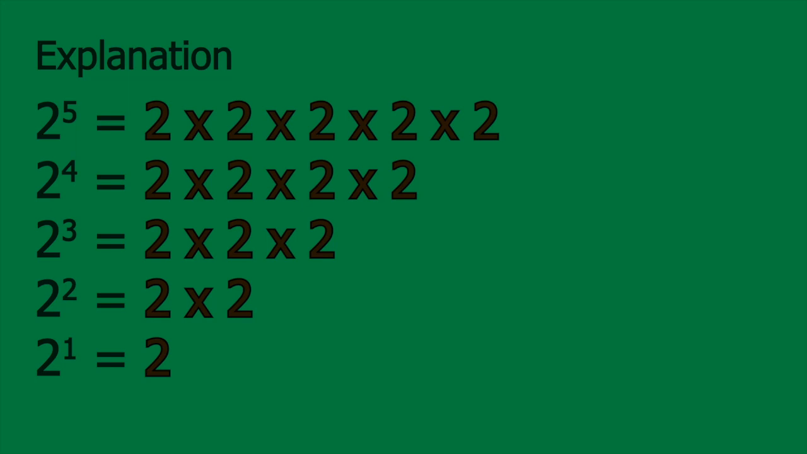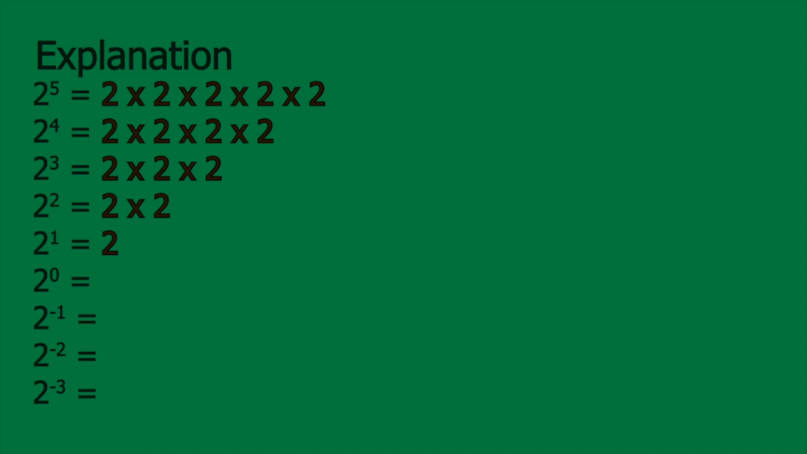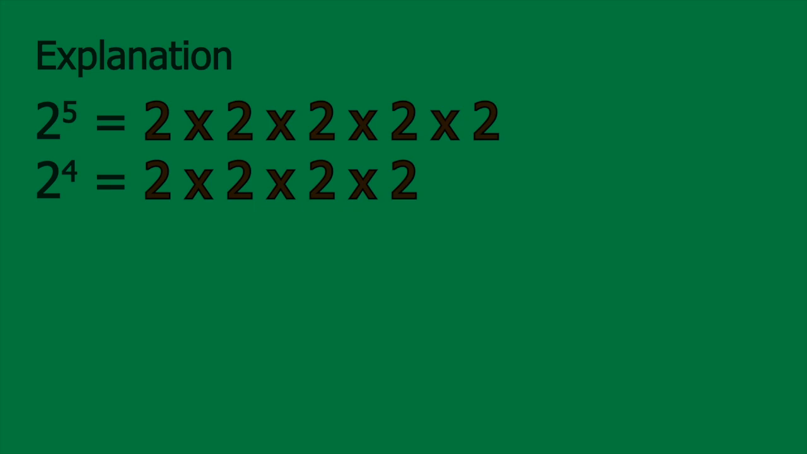Well, from there, we're actually going to list some more. We have 2 to the 0 power, 2 to the negative 1, 2 to the negative 2, and 2 to the negative 3. Well, I'm not going to tell you what they are just yet, but we're going to start off with this. 2 to the 5th power is 2 times itself 5 times, whereas 2 to the 4th power is 2 times itself 4 times.